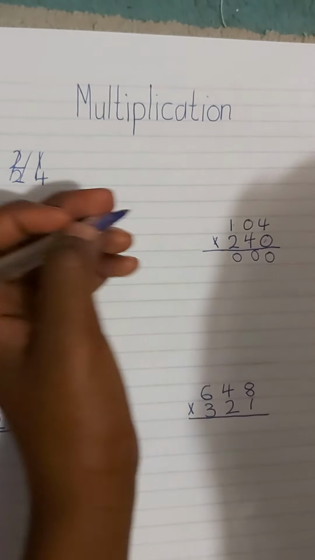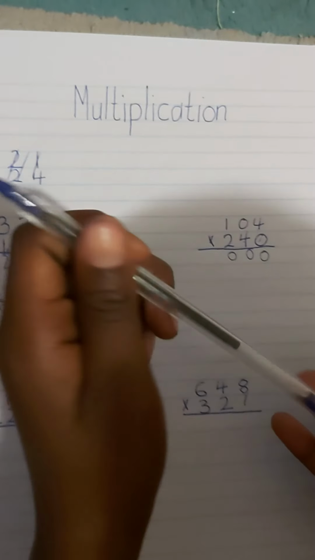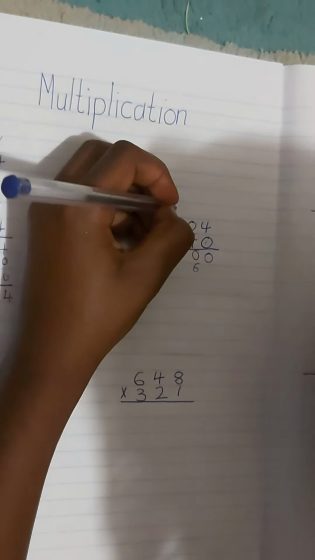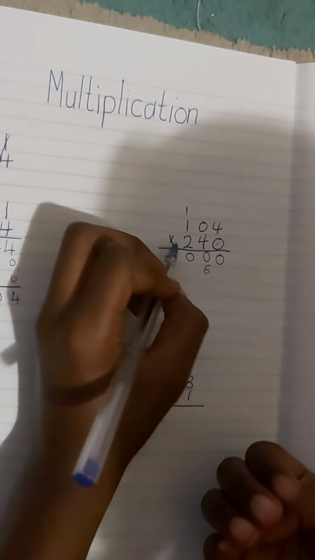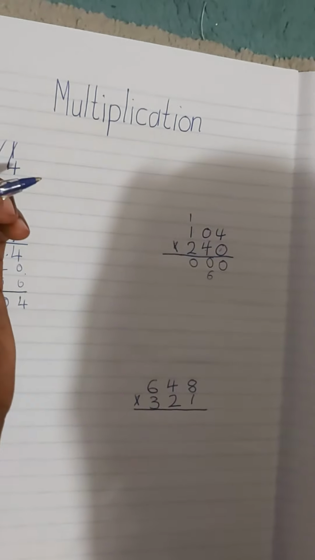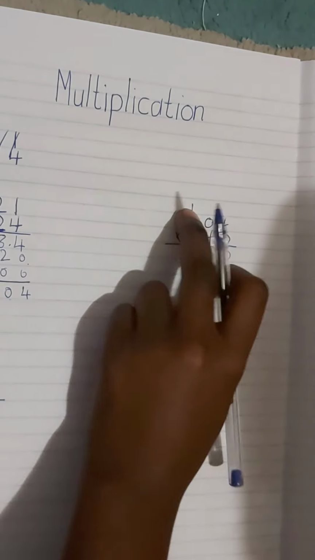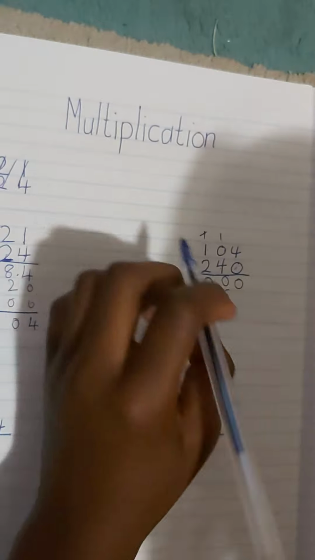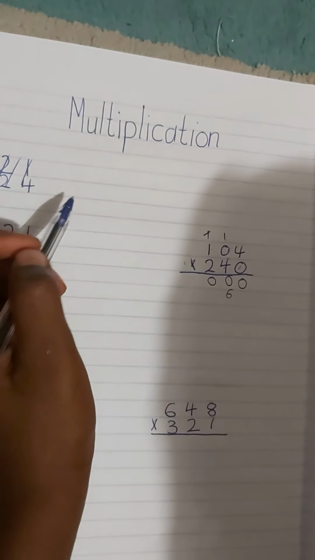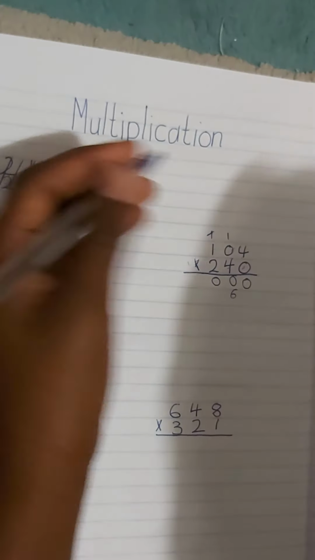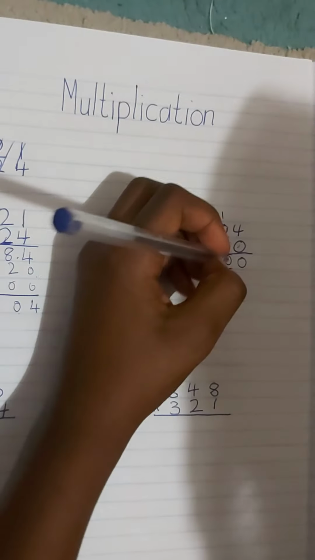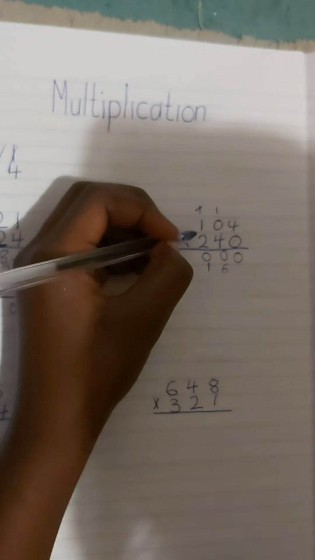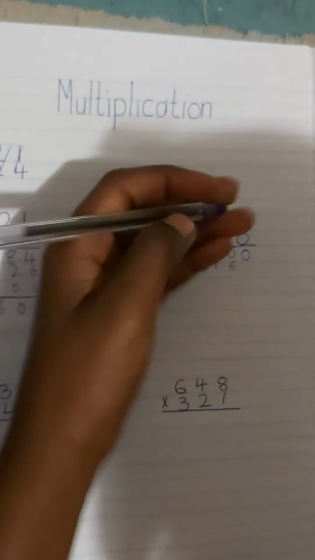4 times 4. We are going to do multiples of 4. 4, 8, 12, 16. I write 6. I carry 1 here. 4 times 0. I'm very sorry, I have to cancel that. 4 times 0 is 0, plus 1, 1. Where am I going to write it? You go on your left. Then 4 times 1 is 4. We are done with this number.